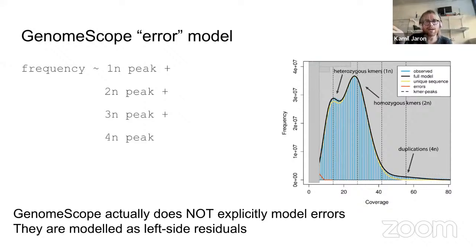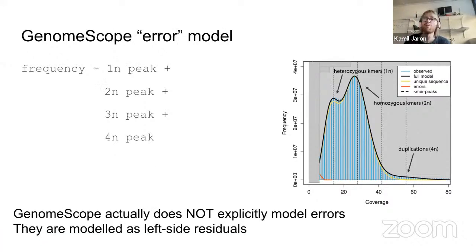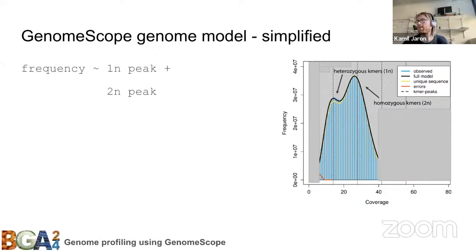If you look at the data, you can very clearly see that in this data set it will be less than 5x. So we can just mask it. That's no problem. And to be completely honest with you, GenomeScope does more or less the same. It just does it in a smarter way. There is no explicit term for errors in GenomeScope. It's calculated as a residual to the model. And to make our lives even easier, let's say that we model 2 peaks. It will explain most of the data, so it's fine.